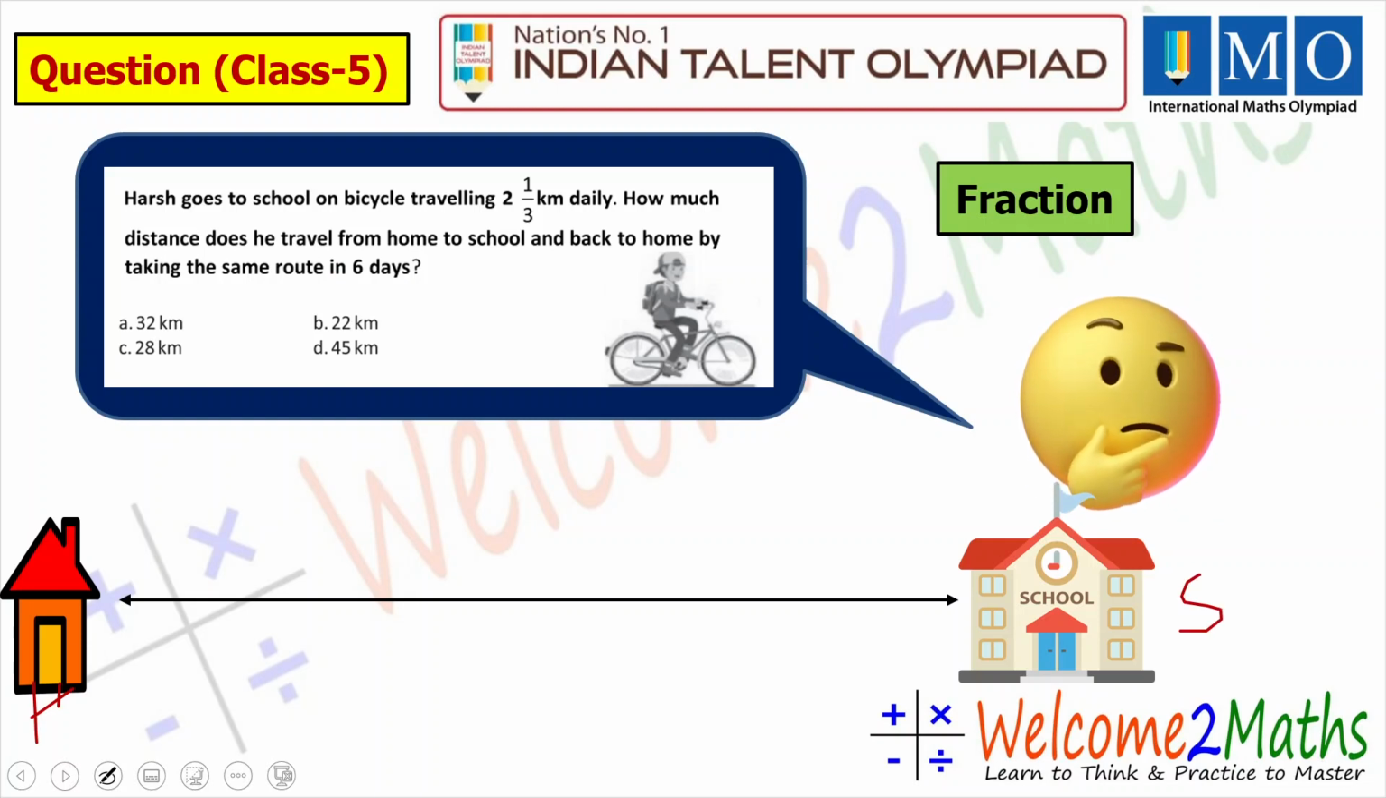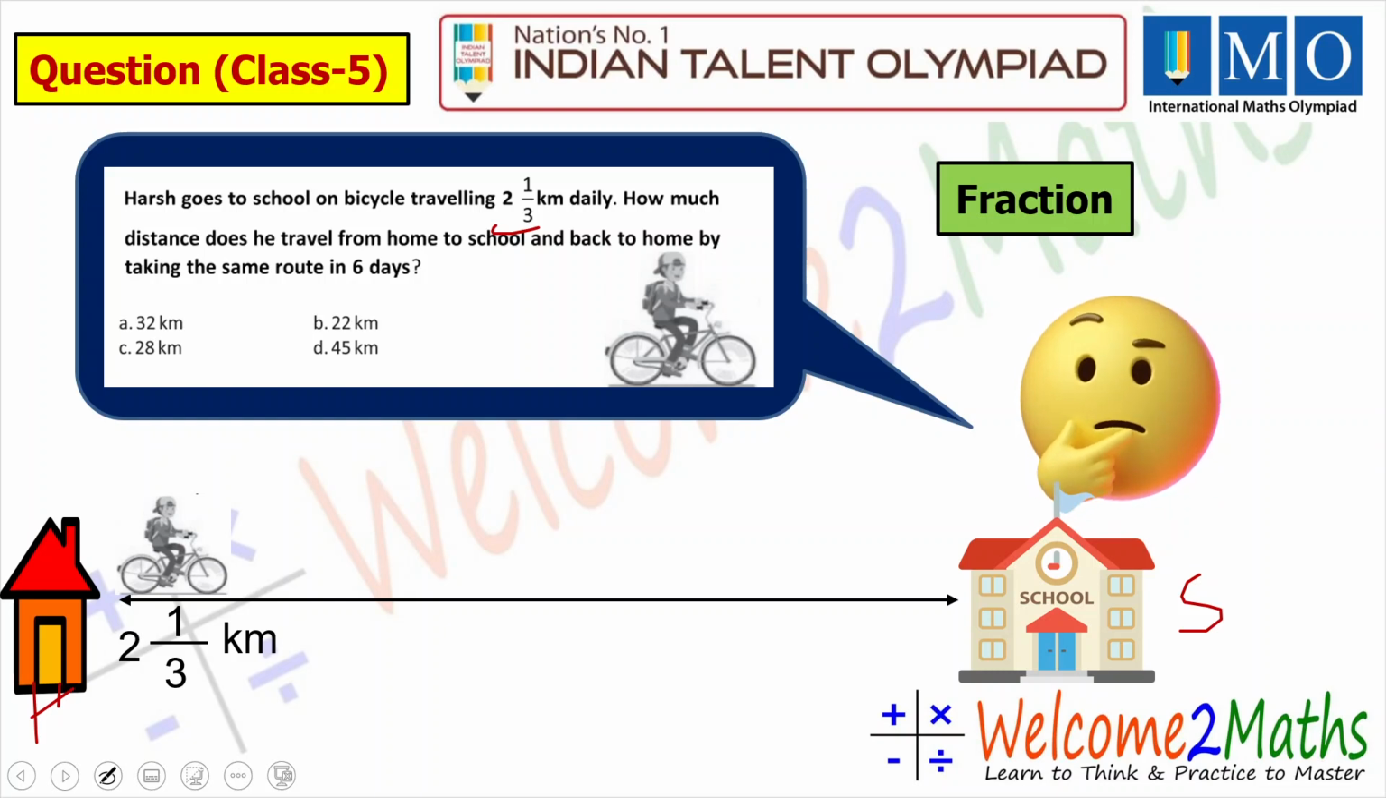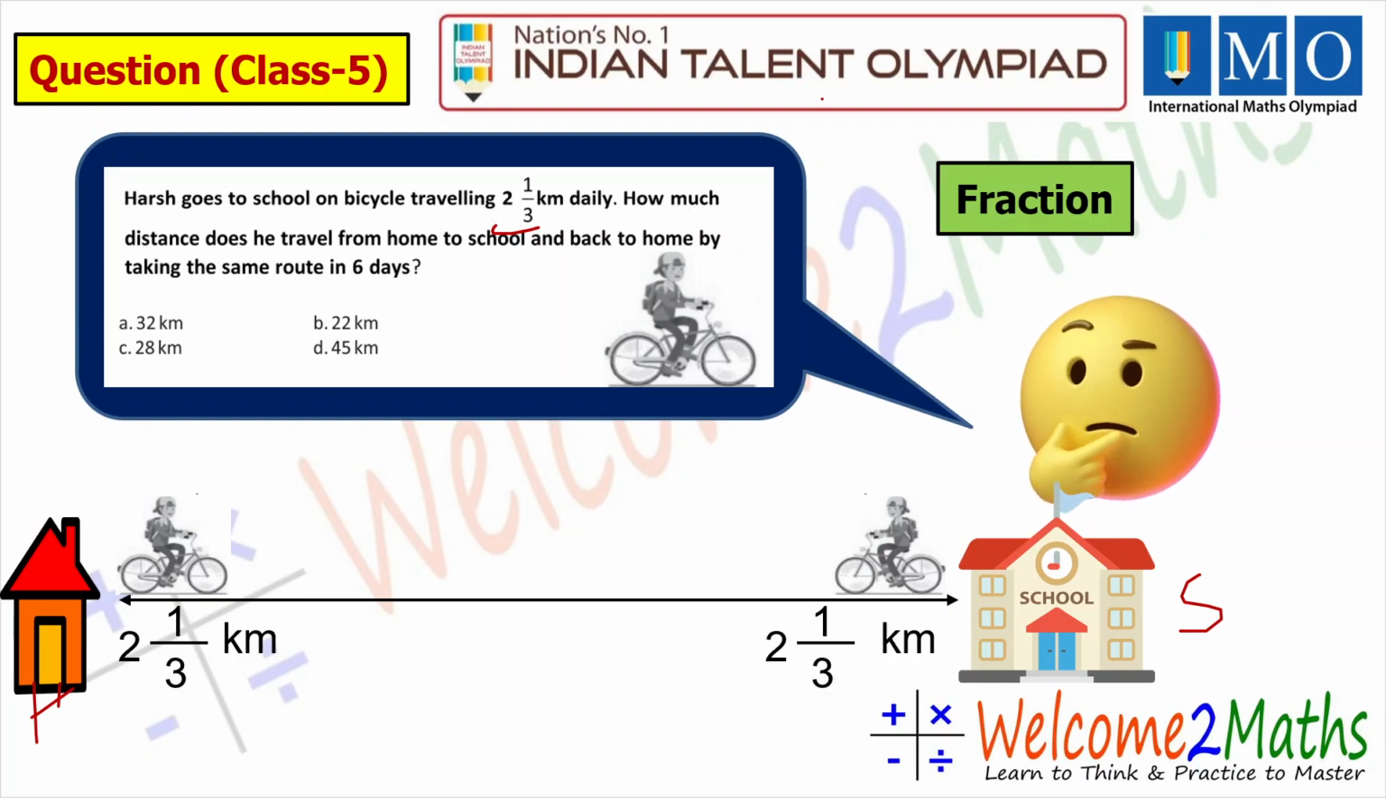Now you can see that Harsh travels 2 1/3 kilometers daily. Whenever he goes to school on bicycle, he travels 2 1/3 kilometers. And whenever he comes back home from school, he travels the same route, 2 1/3 kilometers. Okay.